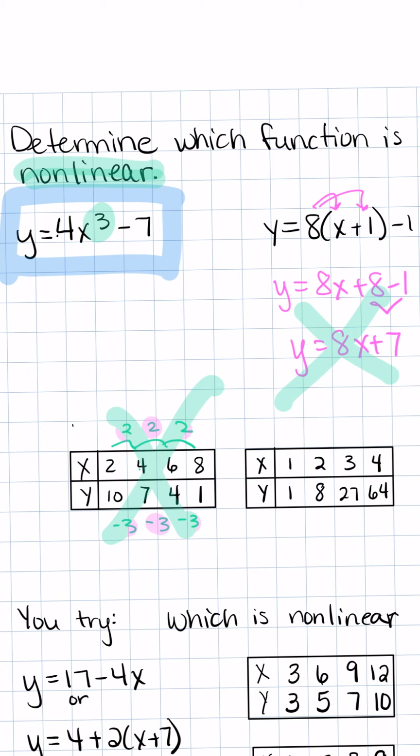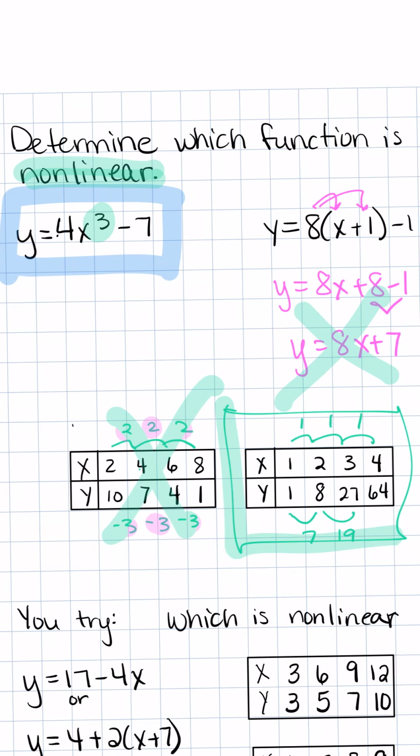We have 1 to 2, that's going to be 1. 2 to 3, that's 1. 3 to 4, that's 1. 1 to 8, that's 7. 8 to 27, that's 19. Ooh, already we can tell that's not linear. So therefore, this one is nonlinear, and that's what we're looking for.